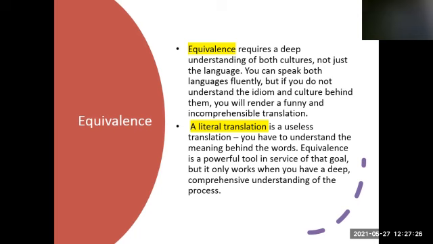But it can only be successful when you have a deep understanding of the culture from which you are translating. Okay. So equivalence is a main concept. It's the most important concept in translation. But actually, you cannot have this equivalence by understanding the language only. No. You also need to understand the culture behind the language. Once you do this, you render an equivalent, accurate text.